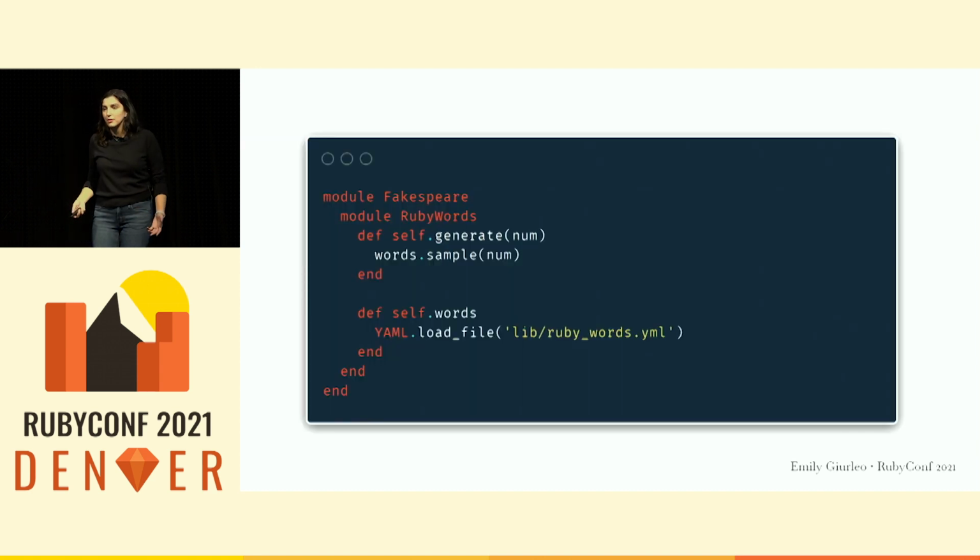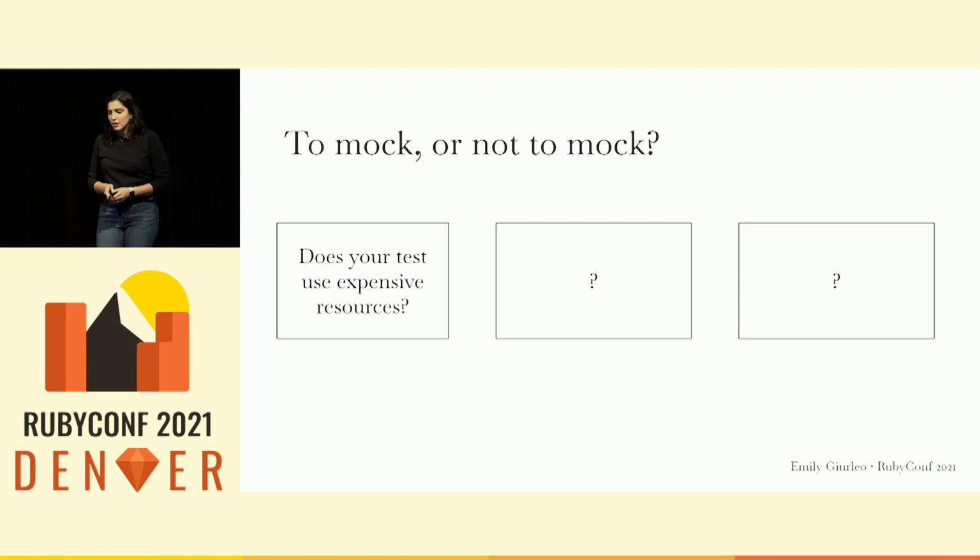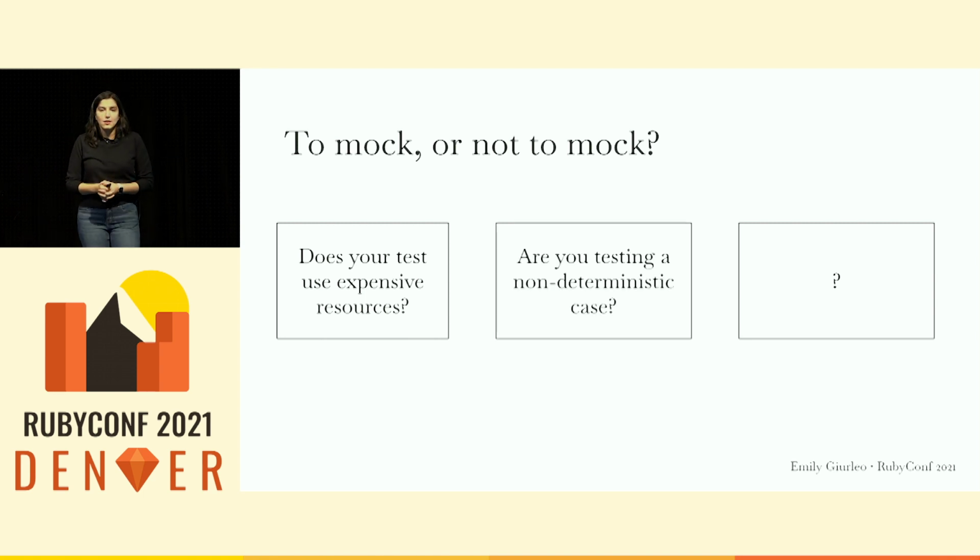And I even took my own advice here. I extracted those randomly generated Ruby words into their own module, which I called Ruby words, and that made it really easy to mock. So in this section, we talked about how mocking can take a non-deterministic case and create deterministic tests for it. And I think that leads us to the second question we can ask ourselves when we're deciding whether or not to mock: are we testing a non-deterministic case for our code?